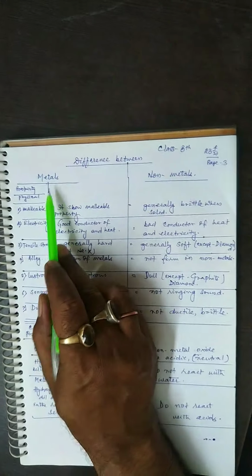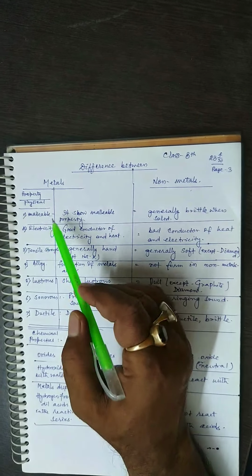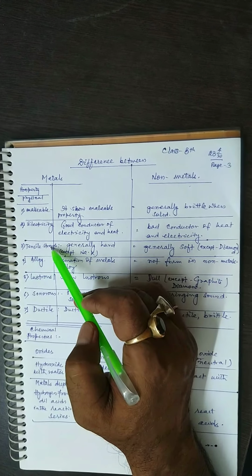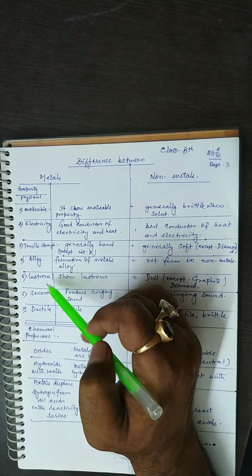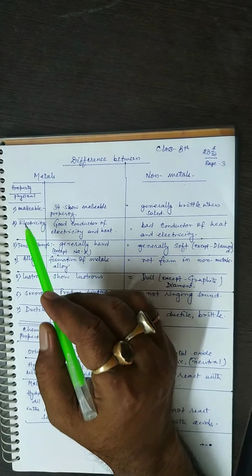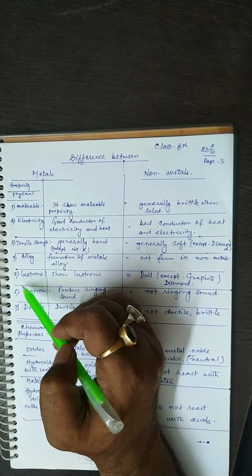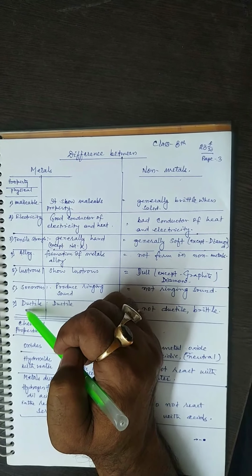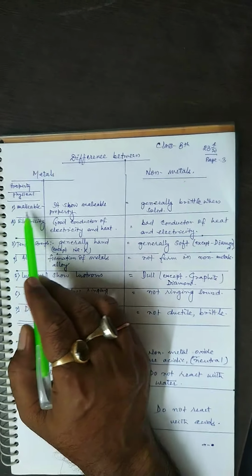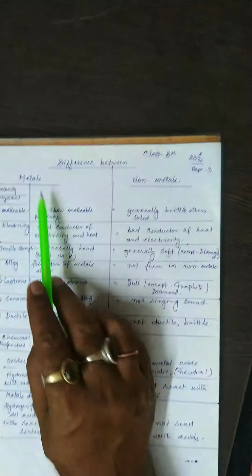Difference between metals and non-metals. First of all, when we learn physical properties like malleable, electricity, tensile strength, alloy, lustrous, sonorous, and ductile, we write the point like M, E, T, A, L, S, and D. It is the point of physical property. Now we see how these properties show in metals and non-metals.